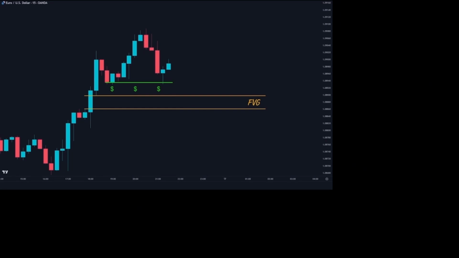So, a perfect trading idea would be to wait for the price to break below the equal low, grab the liquidity, and then we can go long in the FVG zone. This way, as a smart money trader, we will enter the market after the stop losses have been swept.